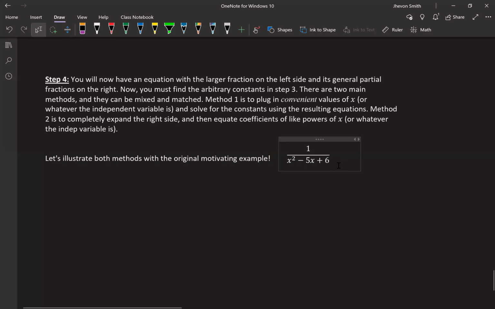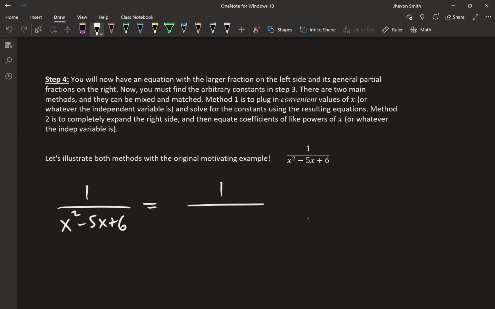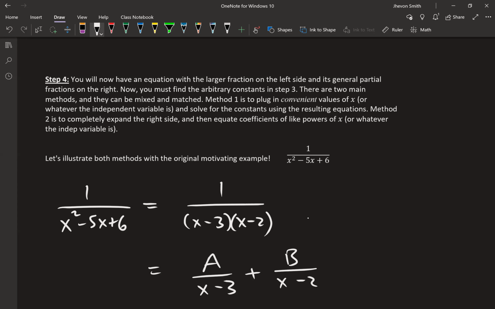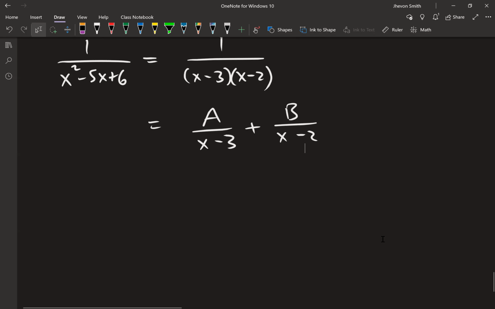Let's actually use the method to find out the original guy, the guy that started this whole discussion, right? So we had 1 over x squared minus 5x plus 6. What you're going to do is you're going to factor the denominator because this is actually a proper fraction. Then you're going to break this up into generic factors. So now we've done the first 3 steps. Now, hopefully everyone's with me so far. Okay, now how do you go about finding the a and b?